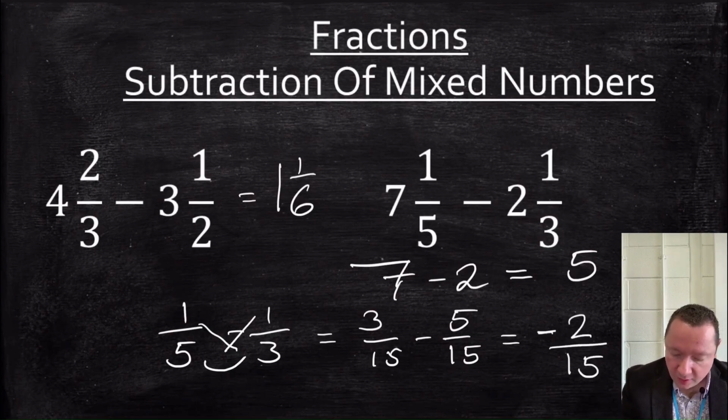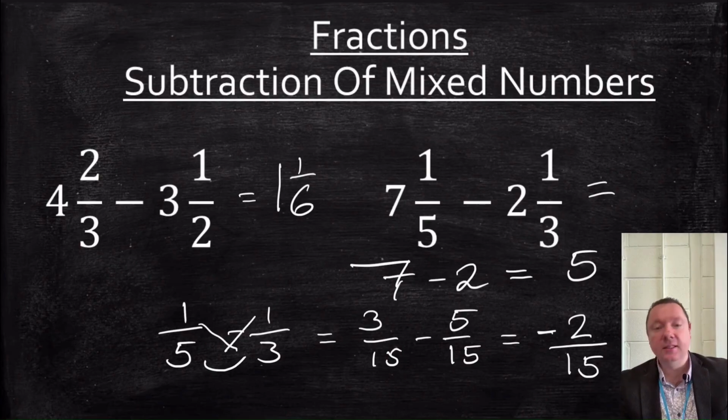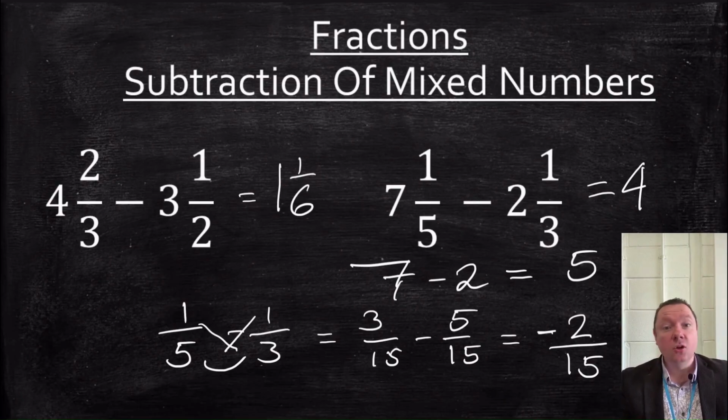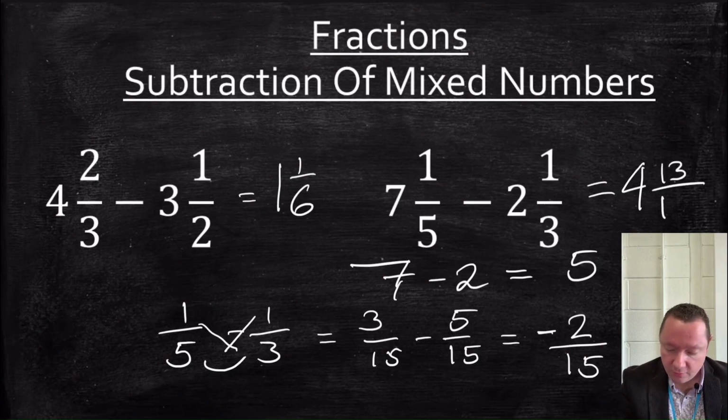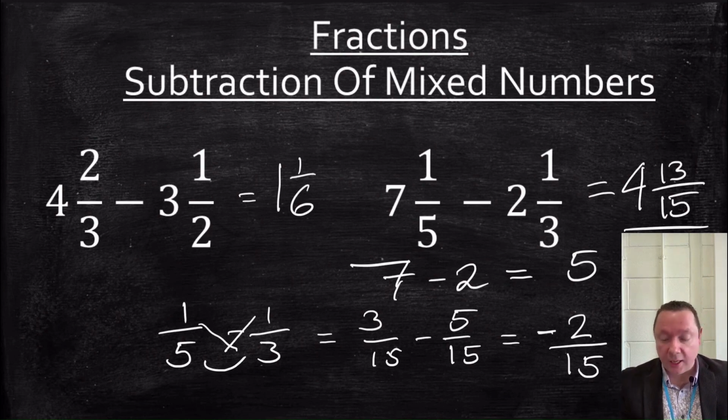So if I want to put that together, I've got 5 take away 2/15. So I drop down to 4. And if you imagine a pizza, I've got 15 slices. I take away 2 slices. So I've got 13 slices left over. 13 out of 15. Of course, there's other ways to do these. This is just one way. Again, you could have turned them into improper fractions first and then just taken away and then simplified your answer. And you could leave your answer as an improper fraction or a mixed number. And there's obviously other ways as well, but this is just one way.